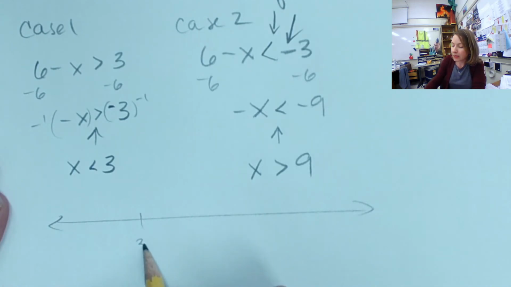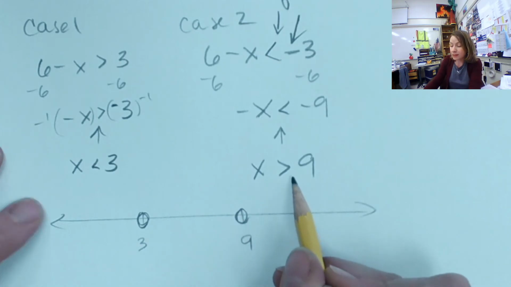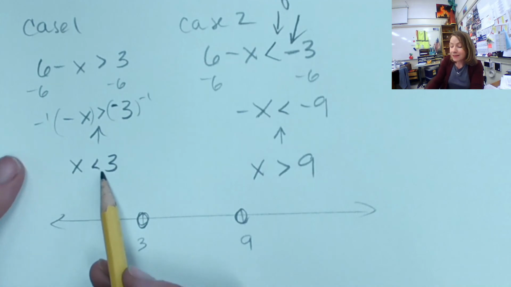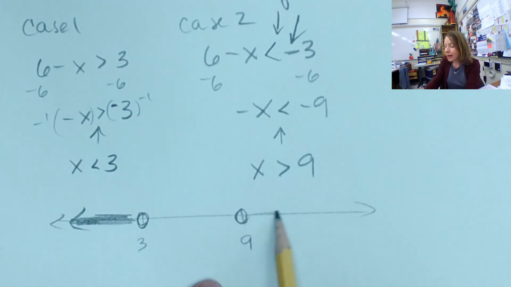So here's 3, here's 9. I have, once again, open circles, right? There wasn't an extra piece there, so I don't have to worry about filling them in. x is less than 3, so it's going this way. And then x is greater than 9, so it's going this way.